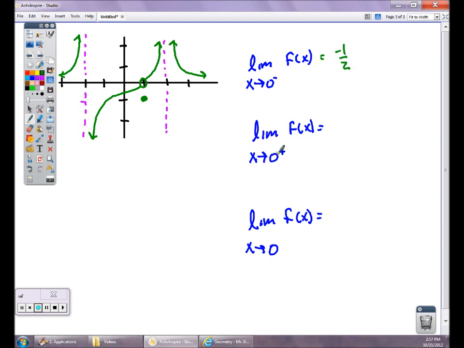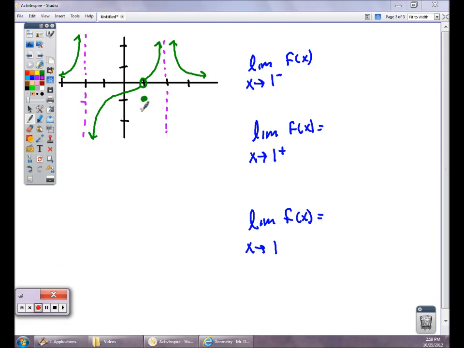The limit as x goes to 0 from the right-hand side, I'm coming down the middle portion of the graph, and I'm getting closer and closer to 0 from the right, and it's going to agree with the same point, -1/2. Well, since the left-hand limit is the same as the right-hand limit, we can say that the limit as x approaches 0 of f of x equals -1/2.